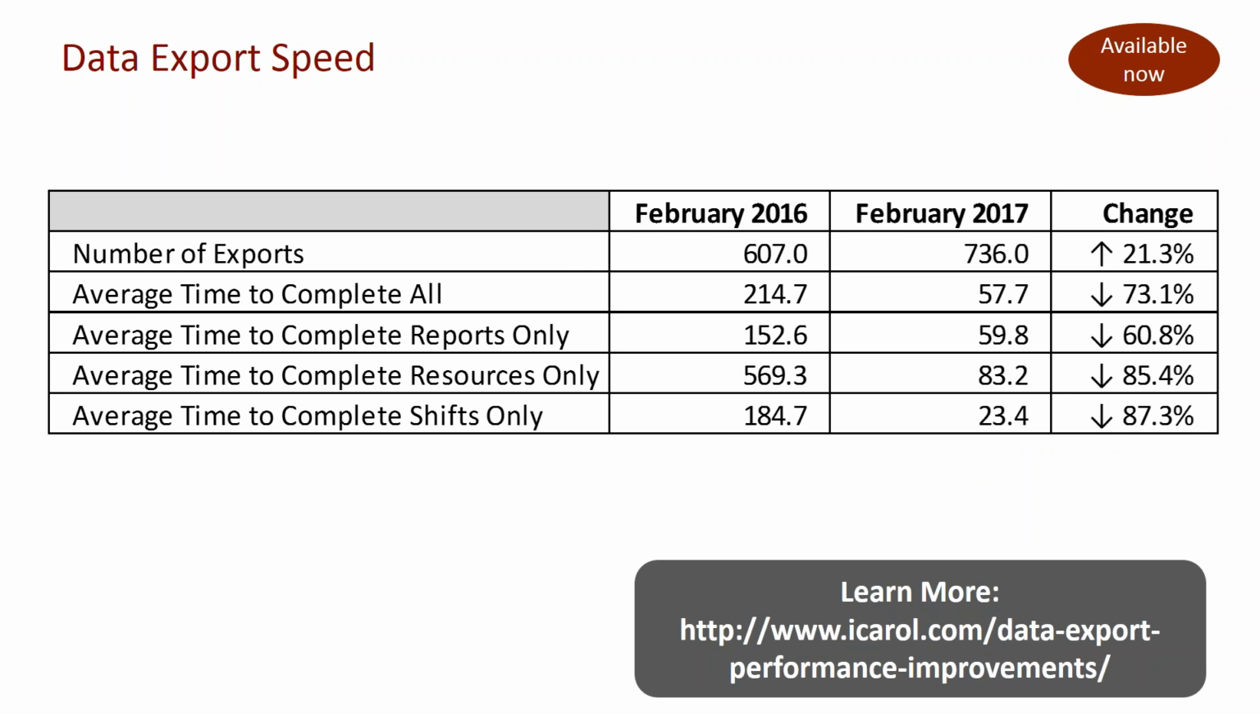In order to look at the changes, we went ahead and looked at exports from February of 2016 and compared them to February 2017 after those changes had been made. And you can see that there were actually more requests in February of 2017 because iCarol had grown over that year, so more data exports were initiated, and yet you can see that the average times, in minutes, declined greatly, whatever kind of export you're doing, whether it's to complete all of them, maybe just your call reports, a resource database export, or your shifts. Those are the things we looked at, and the percentage decreases for all of those were significant.